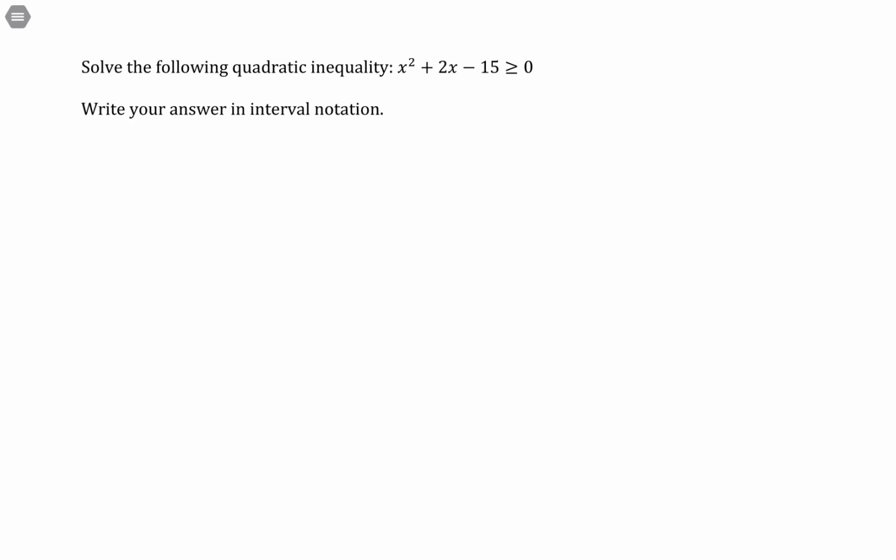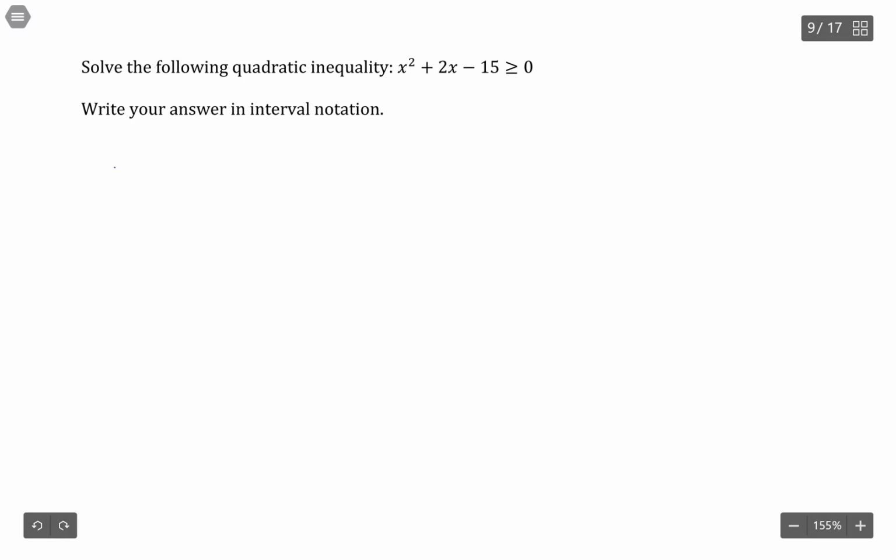Solve the following quadratic inequality. X squared plus 2x minus 15 is greater than or equal to 0. Write your answer in interval notation. So to solve a quadratic inequality, the first thing we need to do is get everything to one side of the equation and have it set equal to 0.